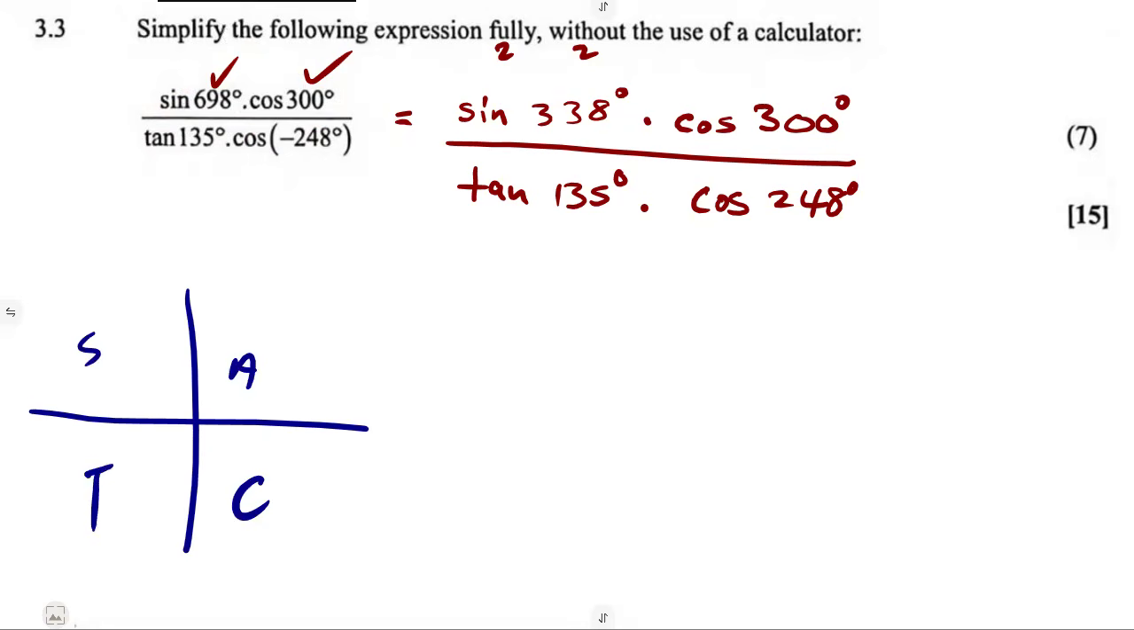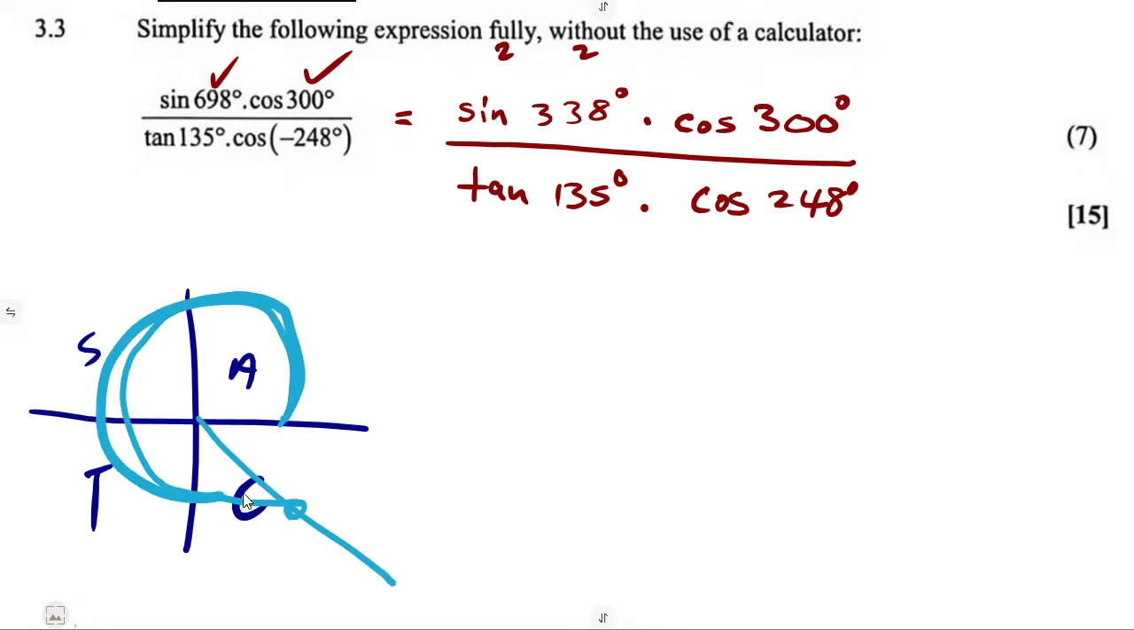All right, remember your CAST concept. Where is this angle going to lie? Is it going to lie in the second quadrant? Is it going to lie in the third quadrant? 338 is an angle that is going to be in the fourth quadrant, more than 270 degrees but less than 360 degrees. In this quadrant, sine is a negative, so it is going to be negative sine.